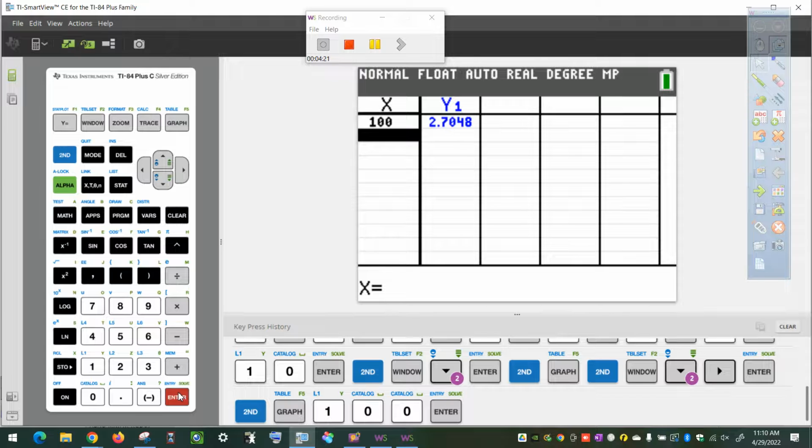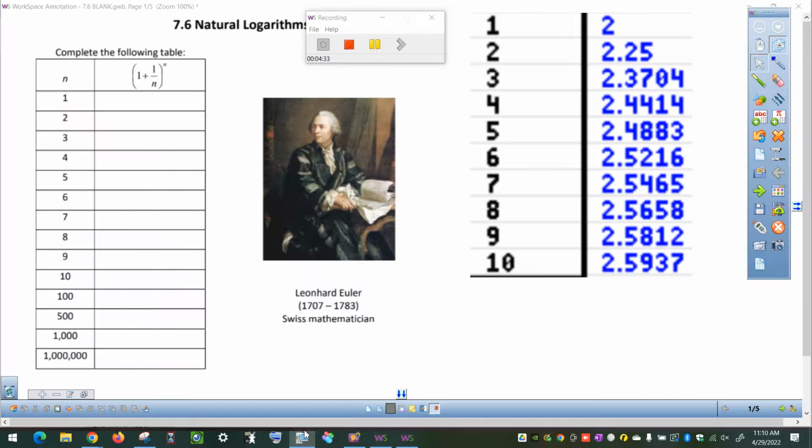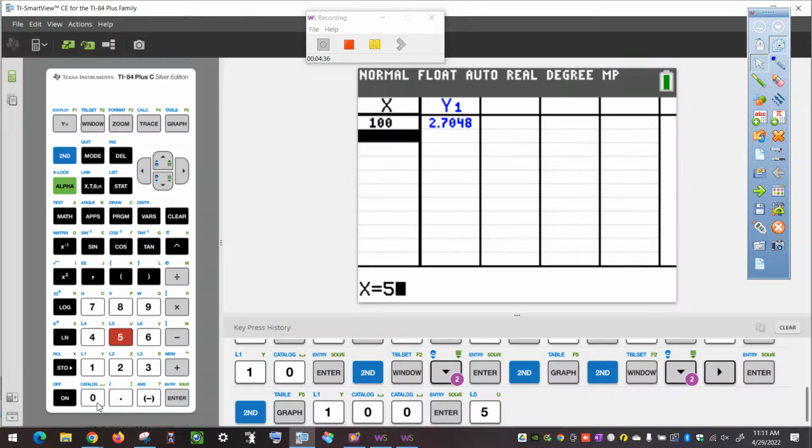So notice how that when we inputted 100, we made a little jump. So we got out of the 2.5 range, and this is now at about 2.7. If we plug in 500, it is still hovering around 2.7. It's just a tiny bit more. Now we're at 2.7156.